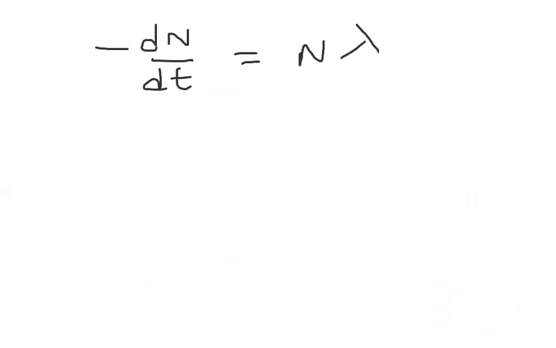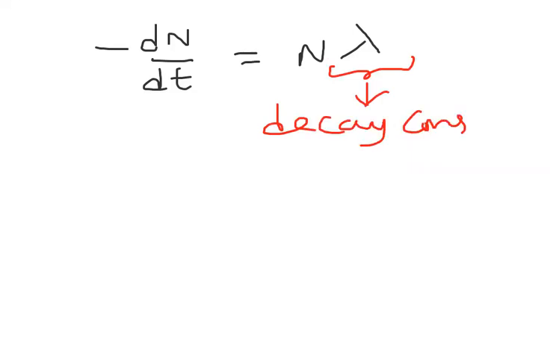I removed the proportionality symbol and wrote a constant. The constant is lambda. Don't think this lambda is wavelength. This lambda is called the decay constant. So what we noticed here is minus dN by dt equals N lambda. This negative sign indicates decay, the number of nuclei decreasing with respect to time. As time is increasing, nuclei are decreasing, equal to N, the number of nuclei present at that instant, times lambda, the decay constant.